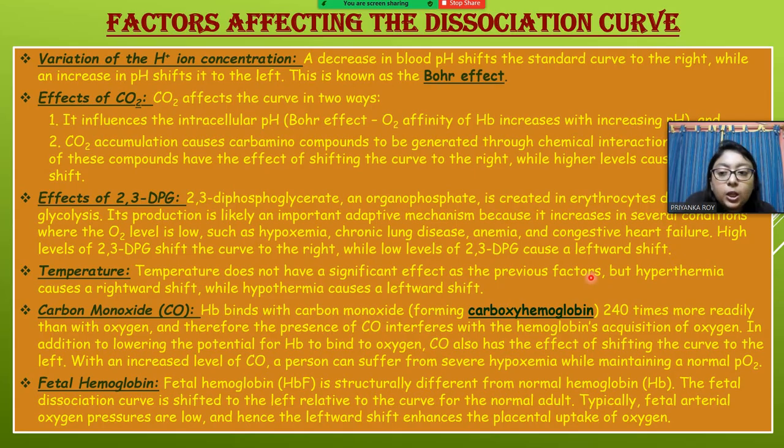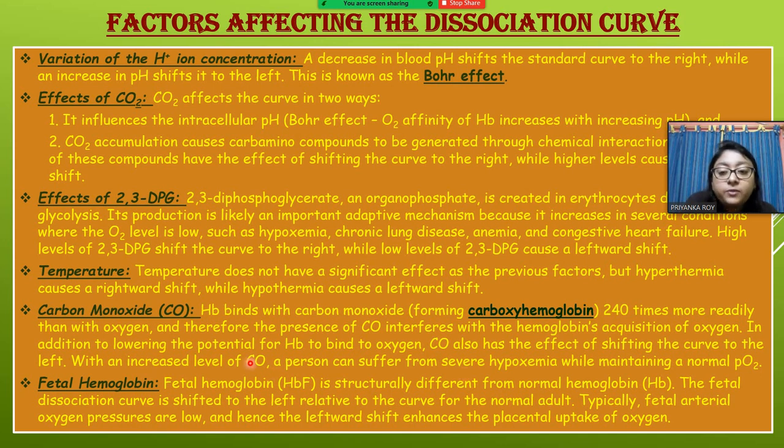Carbon monoxide also binds with hemoglobin, and it forms carboxyhemoglobin. The affinity of hemoglobin for carbon monoxide is much higher than that of oxygen, and therefore hemoglobin will have a tendency of binding with carbon monoxide rather than oxygen. So in addition to lowering the potential of hemoglobin to bind to oxygen, carbon monoxide also has the effect of shifting the curve to the left.